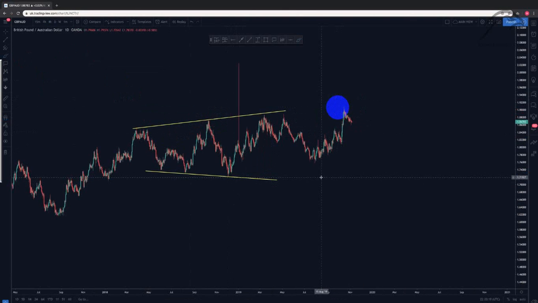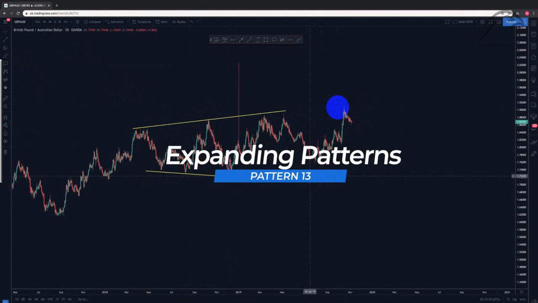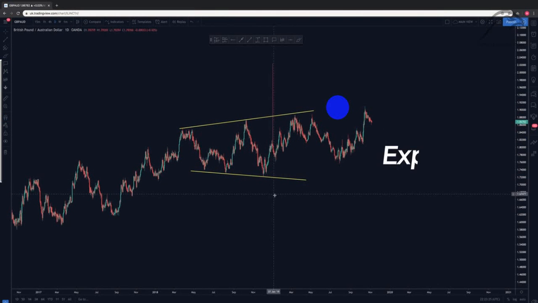Now let's take a look at expanding formations. These are things that we actually look for quite often. We see them on the higher degree, we see them on the lower degree. Here we have pound Aussie. It's important to look at them at the bigger picture and look at them on the smaller picture. So let's start off with this example.